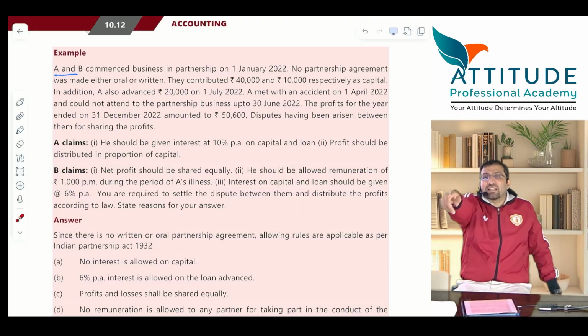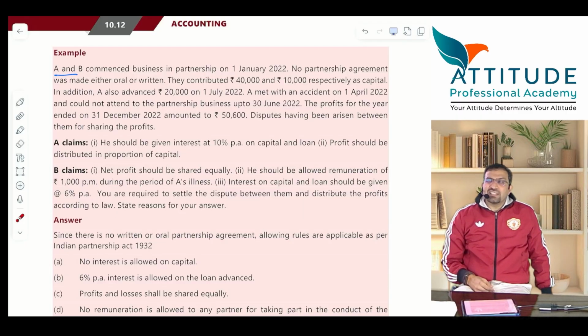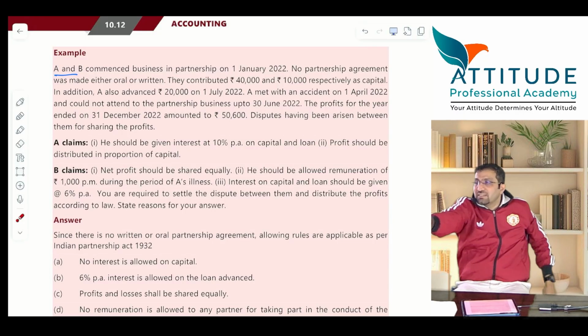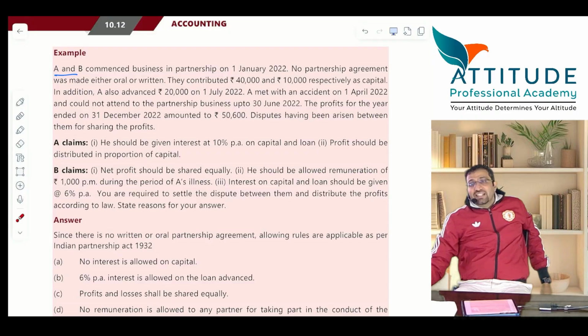So what will B tell? If you are B, what will you tell me? You will say, Mr. A, nothing is mentioned in the partnership deed. And if nothing is mentioned in the partnership deed, the profit sharing ratio should be equal. So I will not get 4:1. Second, I am saying I want interest on capital 10%. What will you tell? Sir, nothing is mentioned in the partnership deed. You will not get interest on capital.